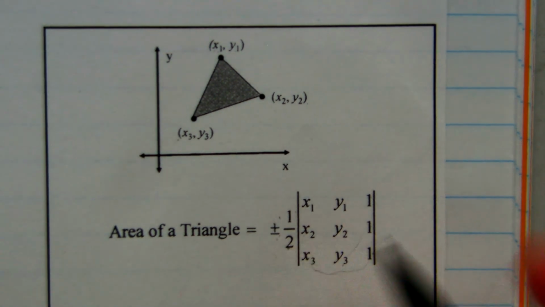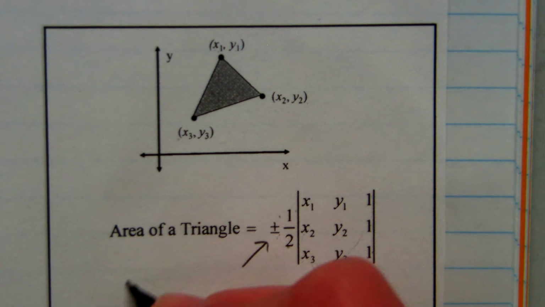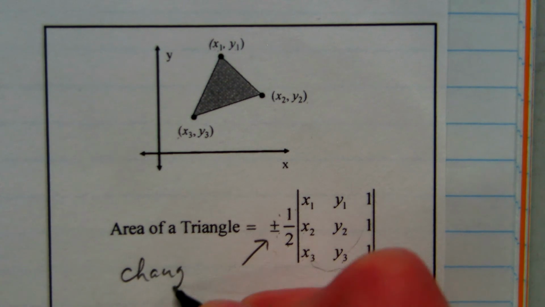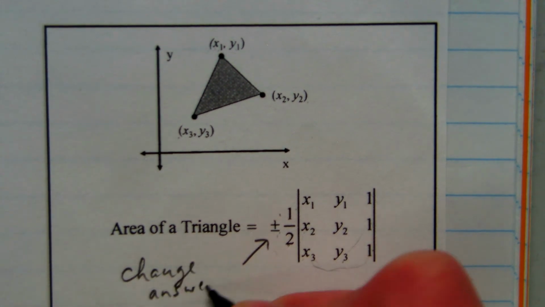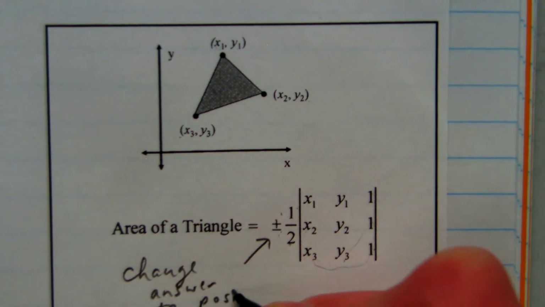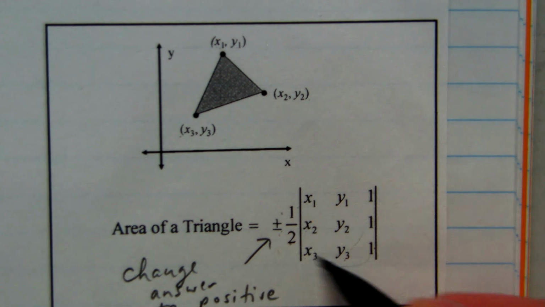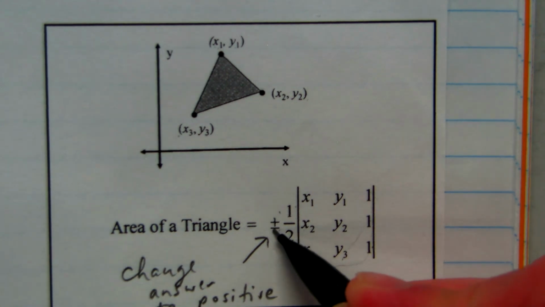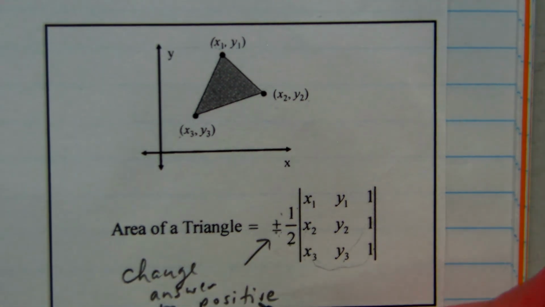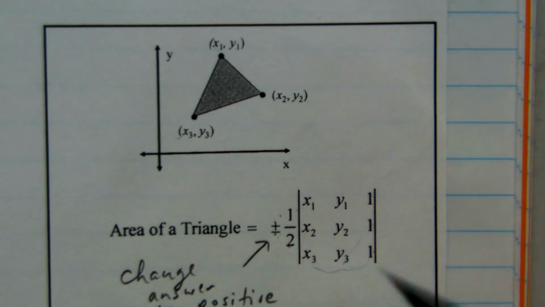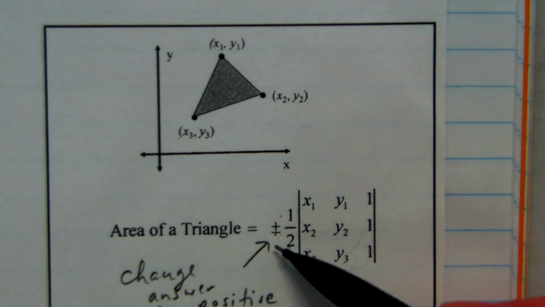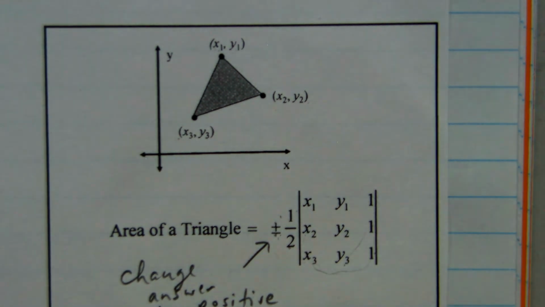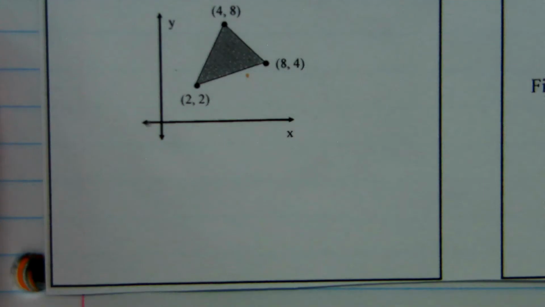The plus or minus basically is to change the answer to positive. So if you get a negative number when you do the determinant, then you would assume we're putting another negative in front of it to change it to positive. If it comes out positive, you use the plus sign. In general, they have that there just to let you know, switch the sign so that it's positive. So we're going to try this with an actual triangle down here.